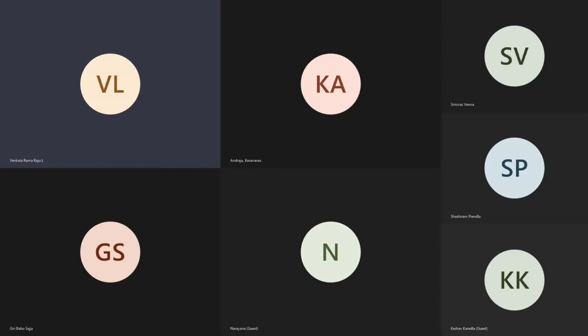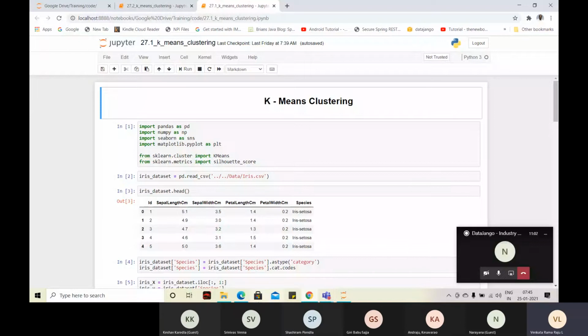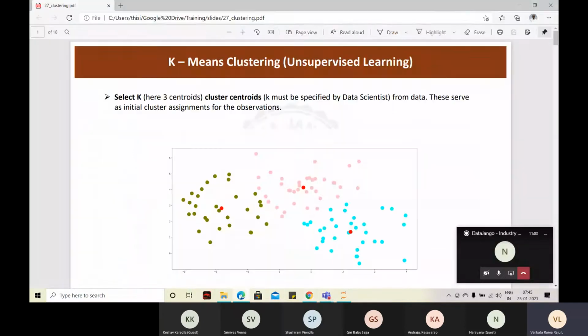Okay, so on Friday we looked into k-means clustering.